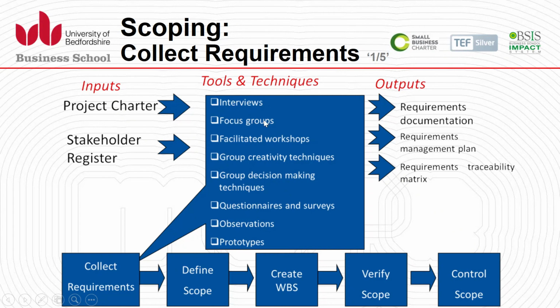We can use interviews, surveys, questionnaires, and prototype models, and then we get documents as the outcome for the requirement collection. We have a requirements management plan, and we have a traceability matrix. So these are the outputs coming from using the tools and techniques while getting the charter and the stakeholder register as input.